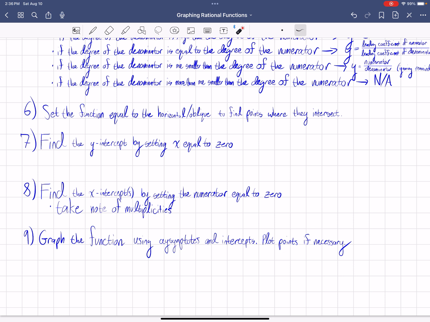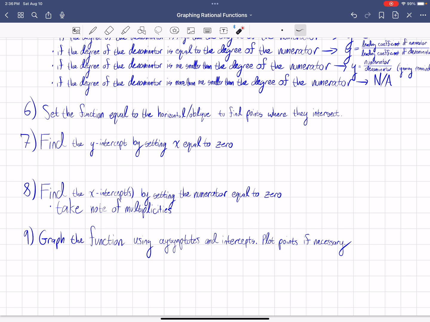Finally, number 9 is to graph. You're going to graph the function using the things you found, all those asymptotes and intercepts. And if there's ever any ambiguity, you can always just plot some points, right? Pick some x values and just plug them into the function and pop out the y values, and that can give you some guidance. But oftentimes you don't end up needing to.